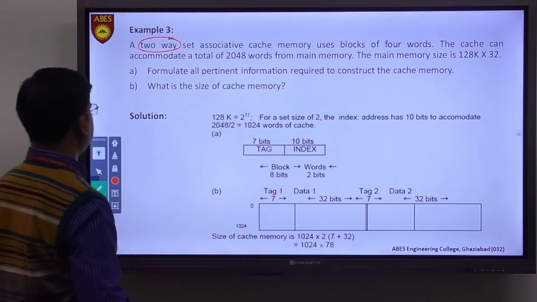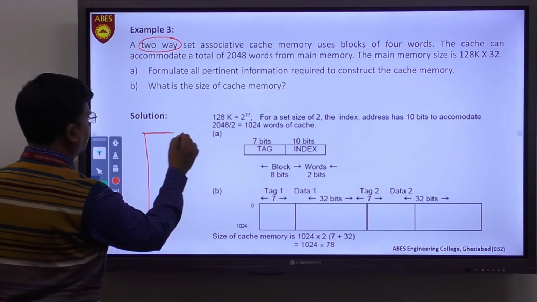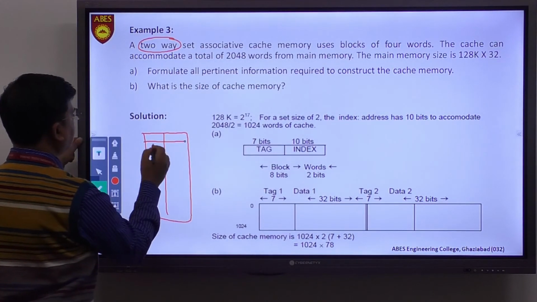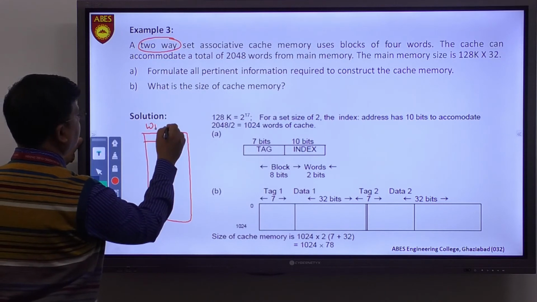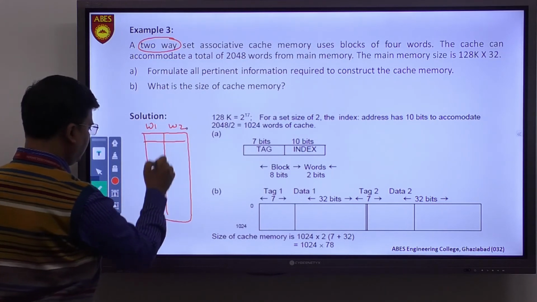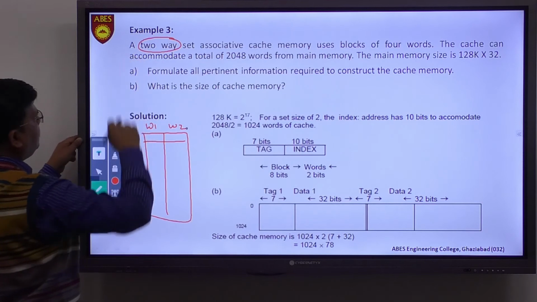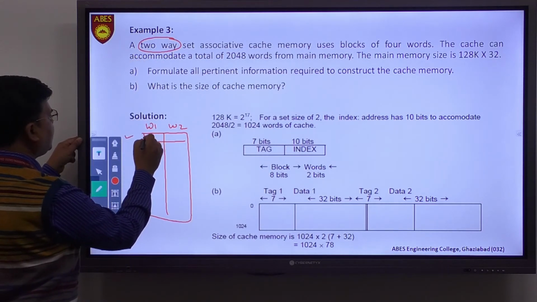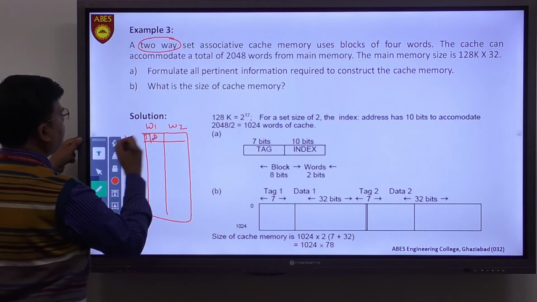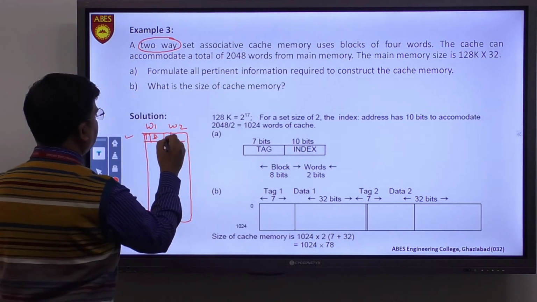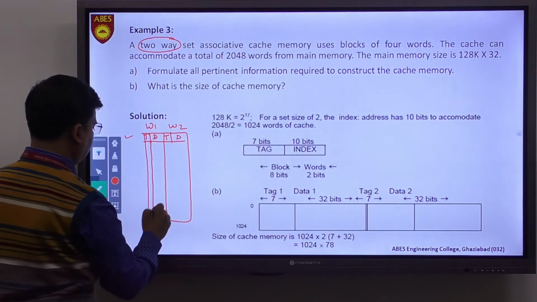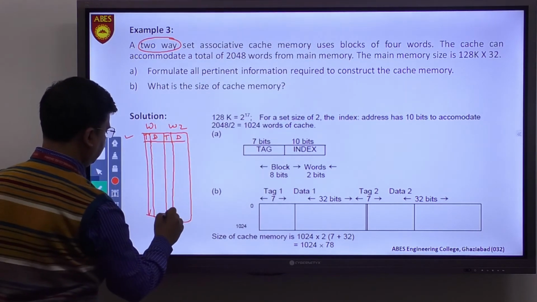If we draw it here, suppose this is the diagram of cache memory. So at this index there will be 2 words, word 1, word 2, similarly for all words. So this is the meaning of 2 words. At this index there will be the tag of this and data of this. Similarly here, tag of this and data of this. So we have always to keep it in mind.